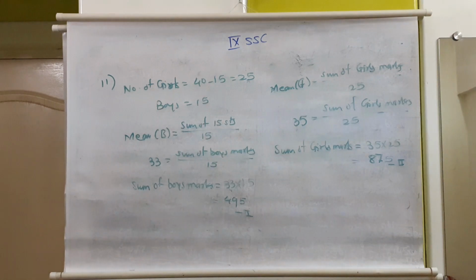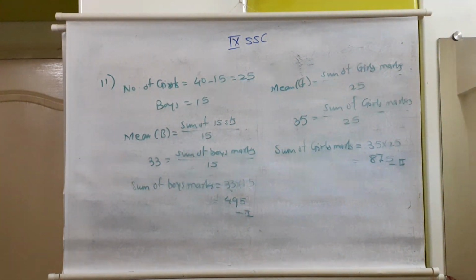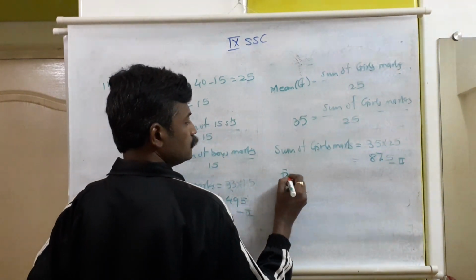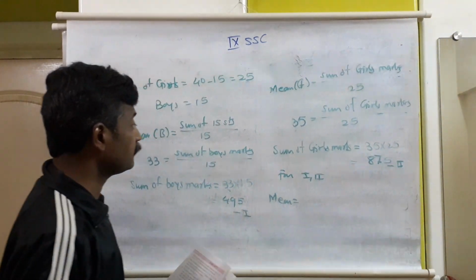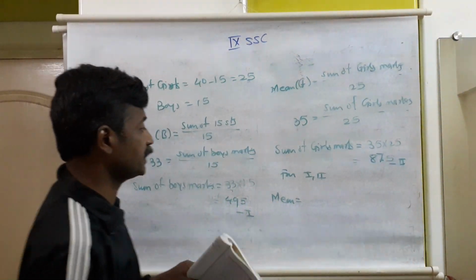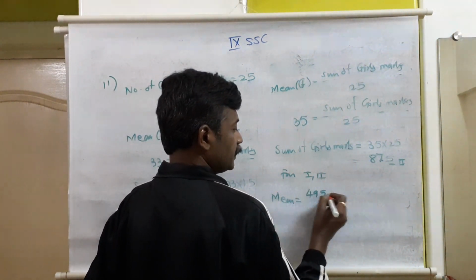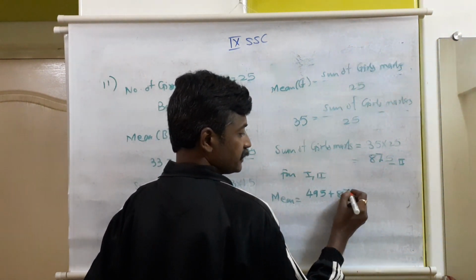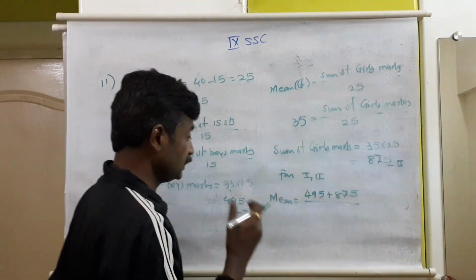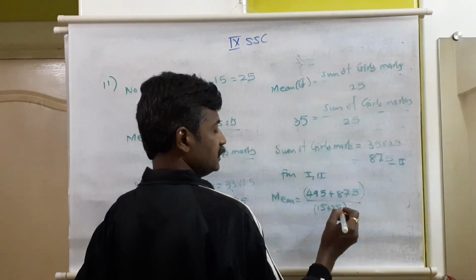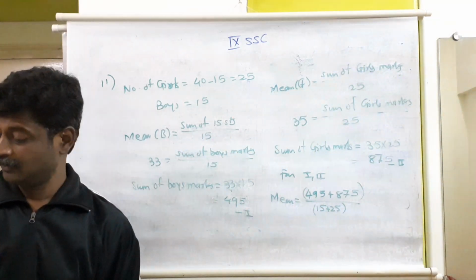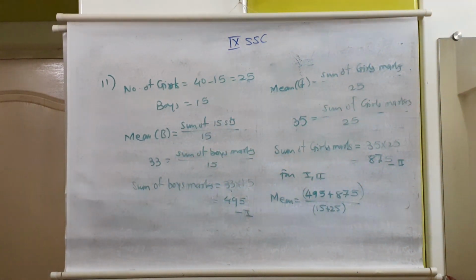of girls. What is the question here? Find the mean of all students in the class. So if we want to find the mean of all students, total number of students is 40. So from 1 and 2, mean is equal to the sum of boys, the first 15 students' sum is 495, plus the sum of the remaining 25 students, the girls, that is 875, divided by the number of students, 15 plus 25, 15 boys, 25 girls. This sum divided by this will give the mean of the whole class, boys and girls together.